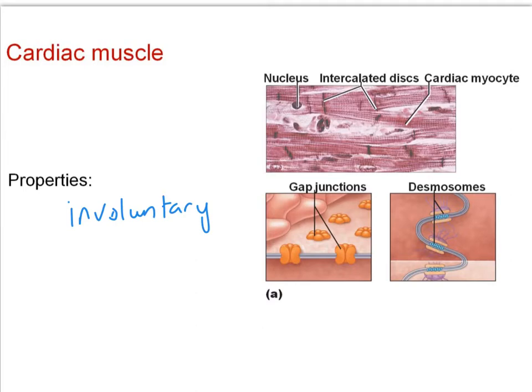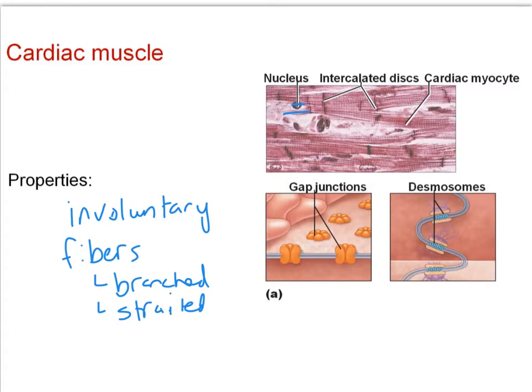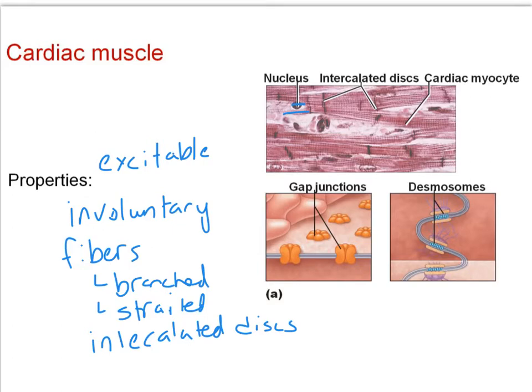The fibers are also unique in that they are branched. Notice that there's a little bit of branching shown right there. They are striated, and those striations are caused by the same repeated sarcomeric units that skeletal muscle has. They also are connected by intercalated discs. And like all muscle, of course, it is also excitable. Excitability is something we're going to review together in class, but excitable cells are cells that can generate an action potential and respond to stimuli to do so. All neurons and muscle tissue are excitable.